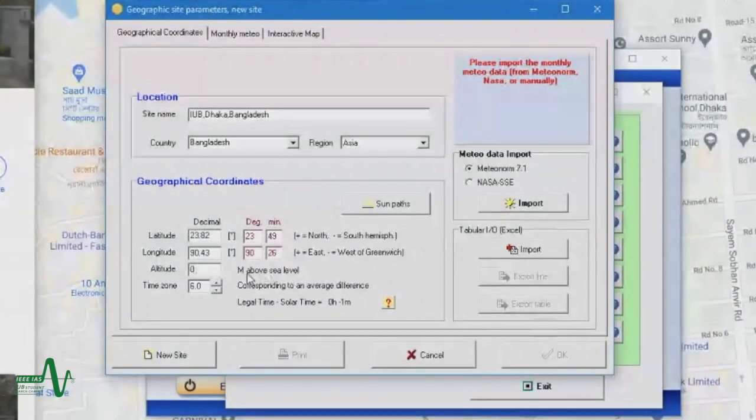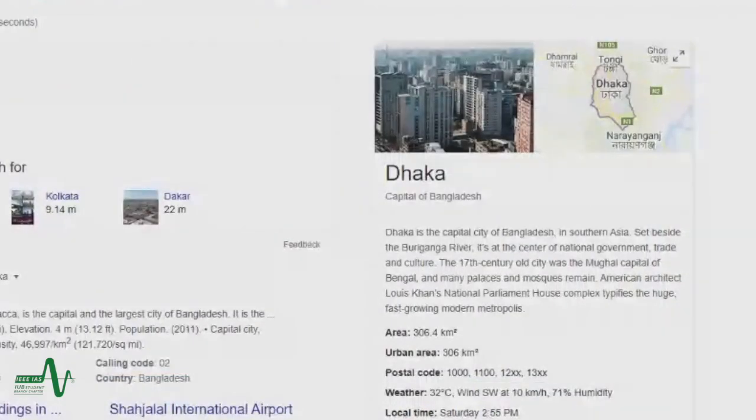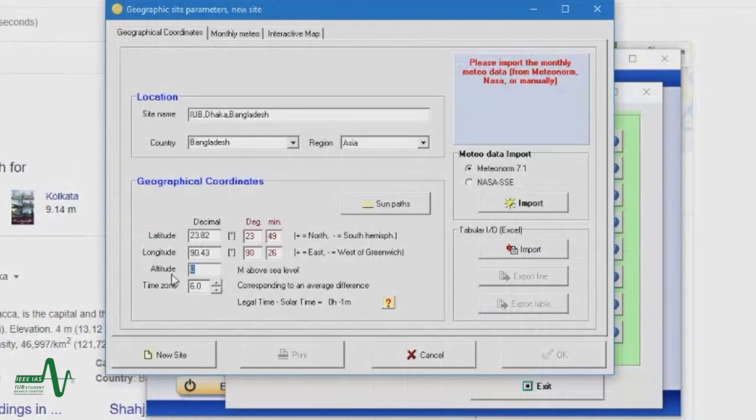Now let's come to the altitude portion, and it's showing the unit, it must be meters above the sea level. So just go through Google and you will see the altitude of Dhaka city is 4 meters. So we just have to type in here 4. That's it. So ours is already done.